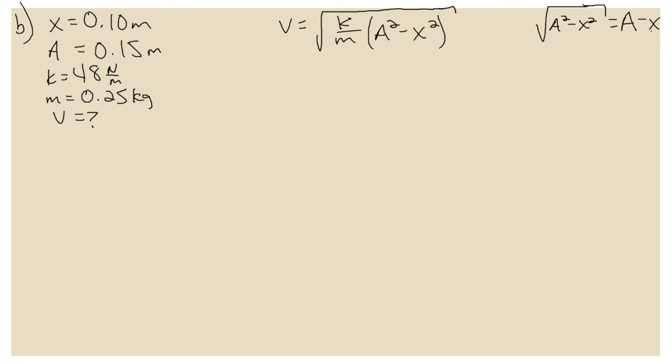If we say a is 5 and x is 4, then 5 squared is 25, 4 squared is 16, and 25 minus 16 would be 9. But 5 minus 4 is 1. And I hope everybody is with me. 9 is not 1. So that is not true.